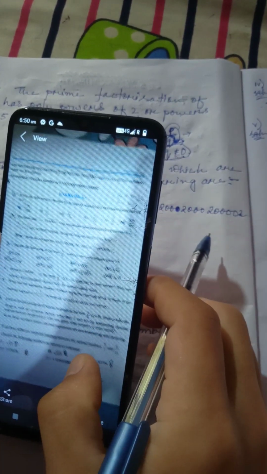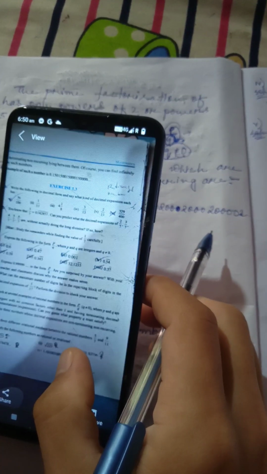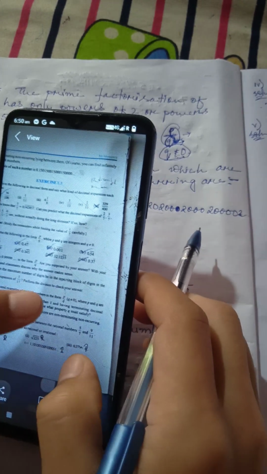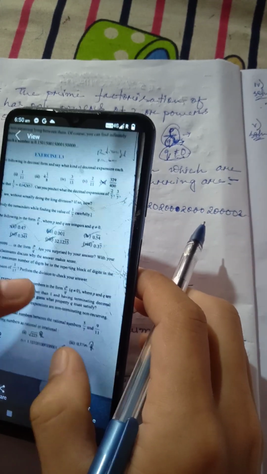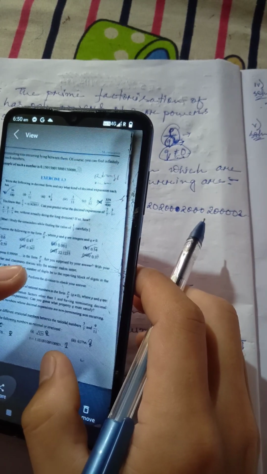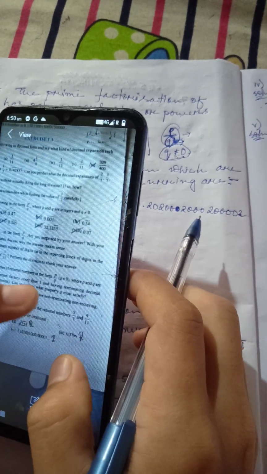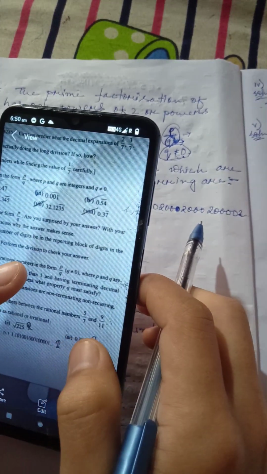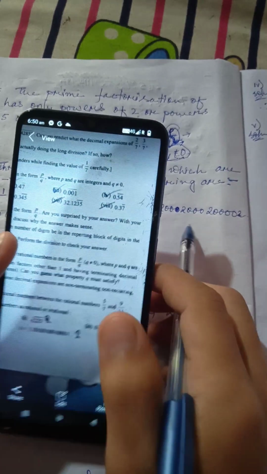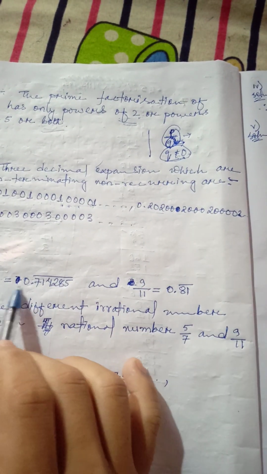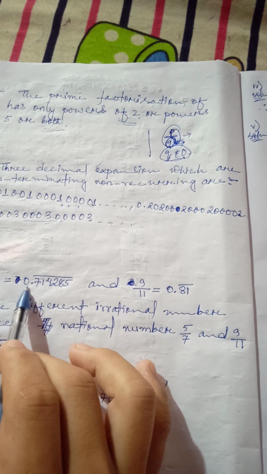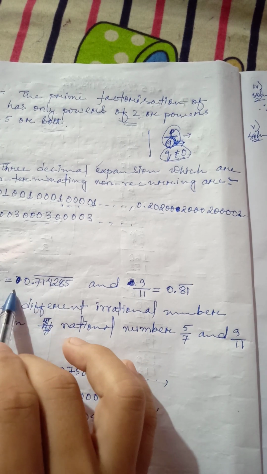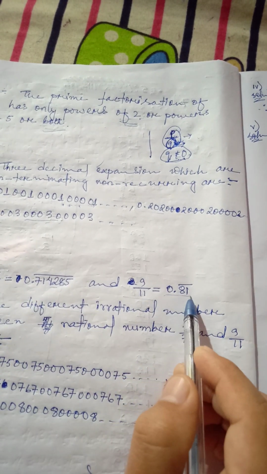In question number 8, find three different rational numbers between the rational numbers 5 by 7 and 9 by 11. Okay, so I have to find rational numbers between these two, 5 by 7 as well as 9 by 11. Firstly, we have to find the decimal expansions. In 5 by 7 we got this much, in 9 by 11 we got this much.